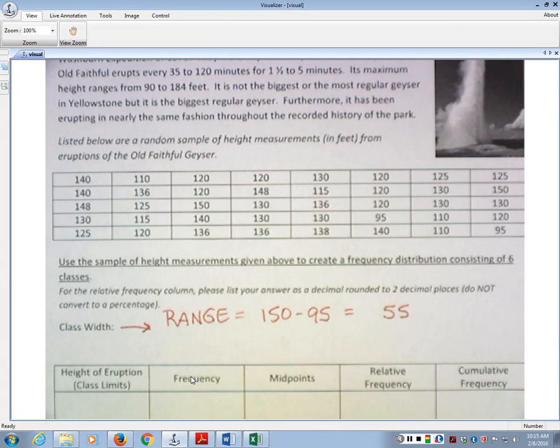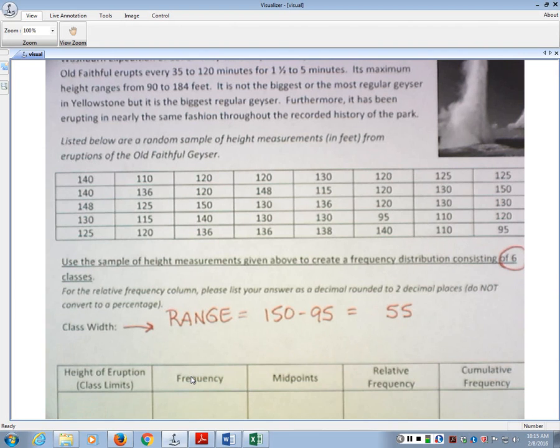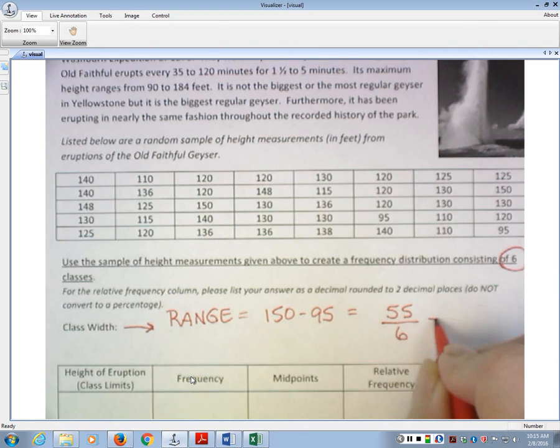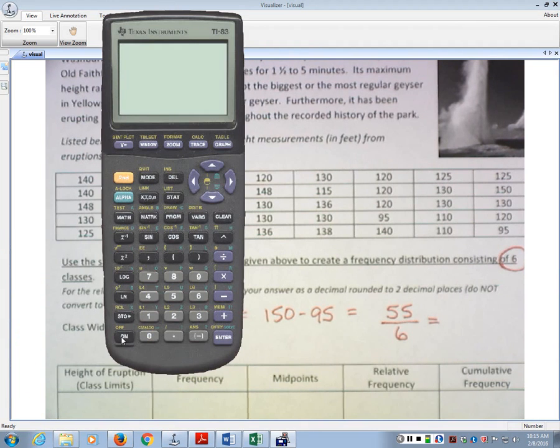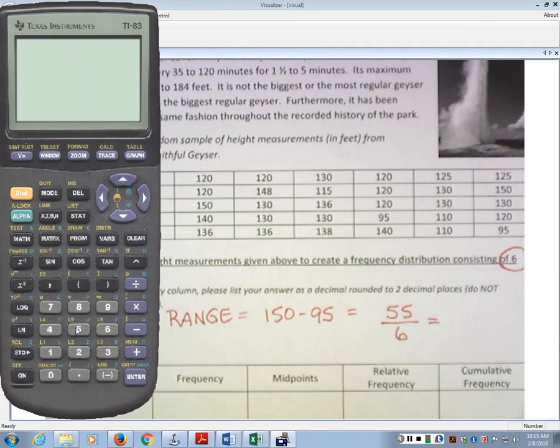So we take the range, and then we divide it by how many classes we want to make. And it says we want to make a frequency distribution of 6 classes. So we're going to take that 55 and divide it by 6. And we get 9.166666 repeating.